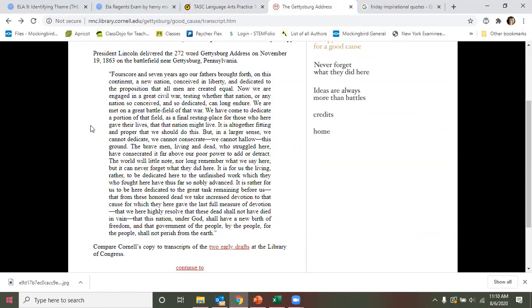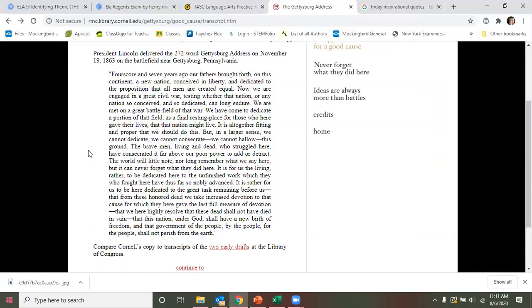We have come to dedicate a portion of that field as the final resting place for those who here gave their lives that a nation might live. It is altogether fitting and proper that we should do this. But in a larger sense, we cannot dedicate, we cannot consecrate, we cannot hallow this ground. The brave men, living and dead, who struggled here have consecrated it far above our poor power to add or detract.